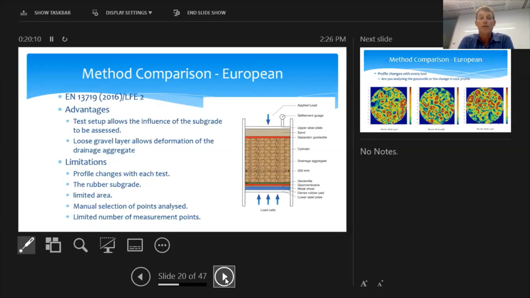It is also quite a small area to assess, particularly when you're talking about 50 millimeter gravel and a 300 millimeter diameter. It doesn't take many 50 millimeter samples to fill up a 300 millimeter specimen. There is a limitation in terms of selection of the points to be analyzed, and then there's only a limited number of points measured.